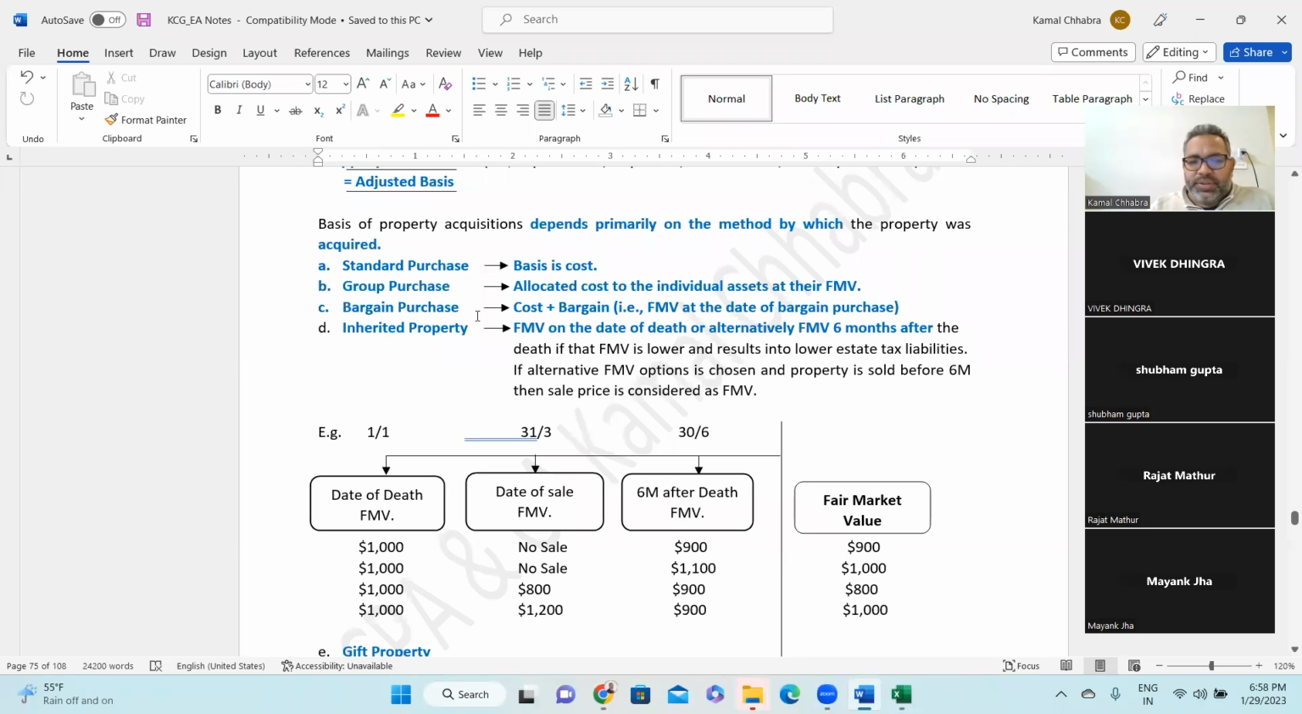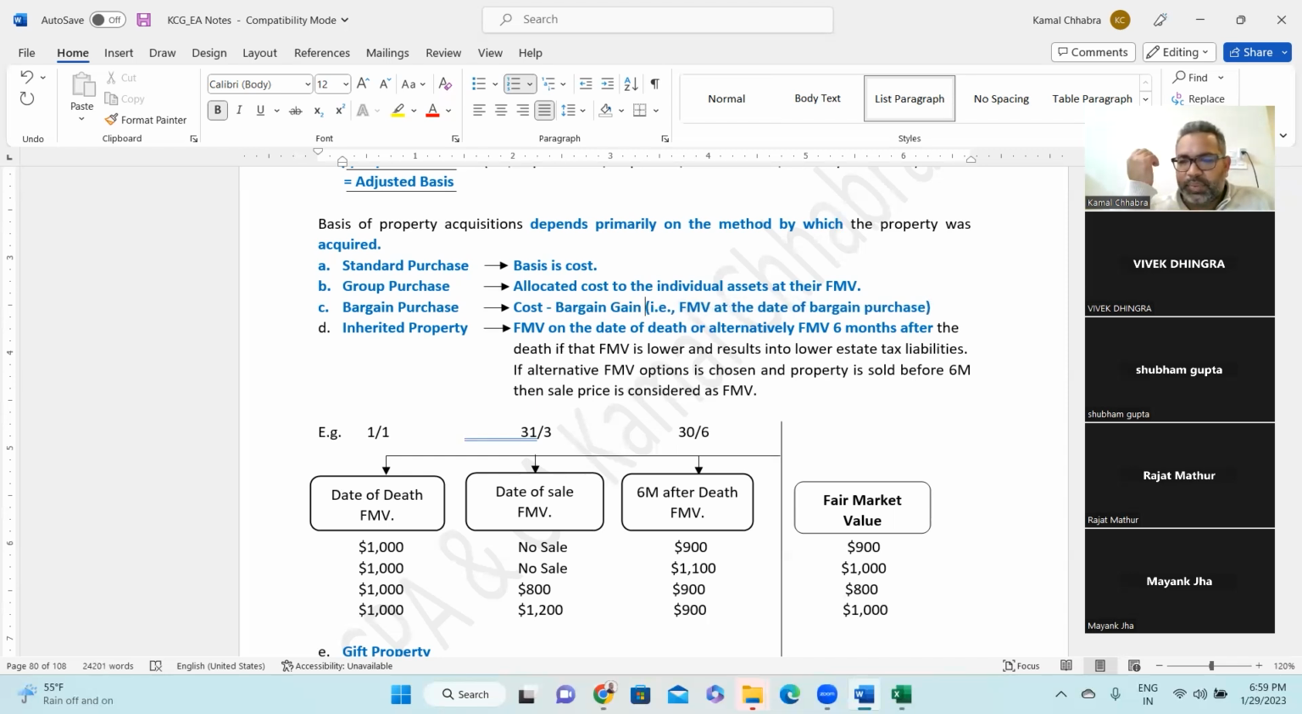Third is bargain purchase: cost plus bargain fair market value at the date of bargain purchase. Bargain gain is when you negotiate at a better price. When there is one asset, the cost of that asset plus, or you can say minus instead of plus, the bargain gain. What is bargain gain?